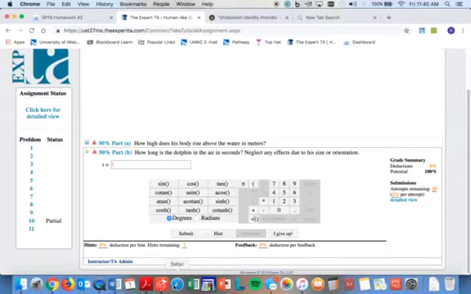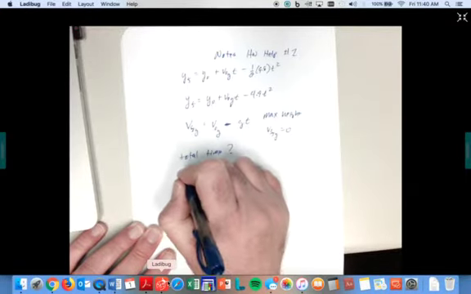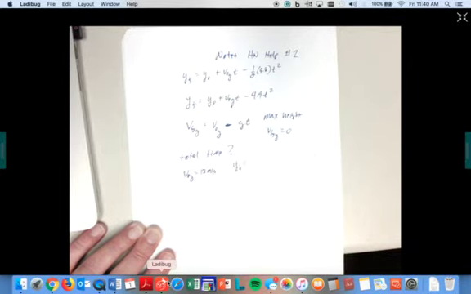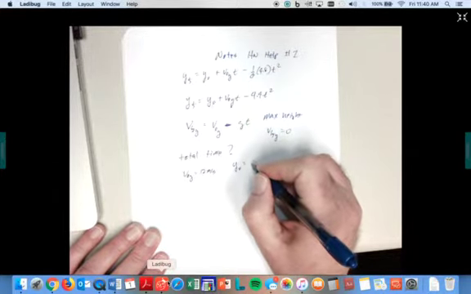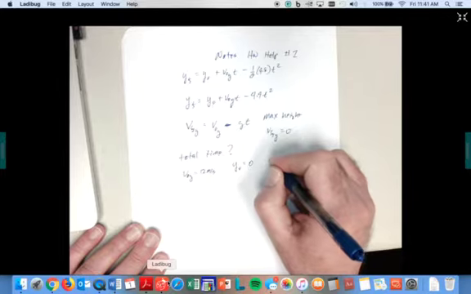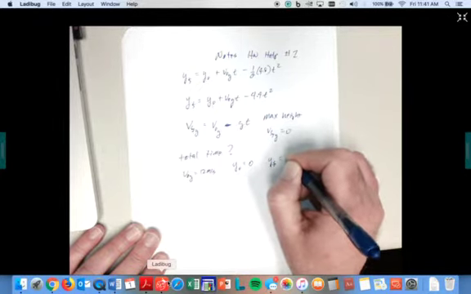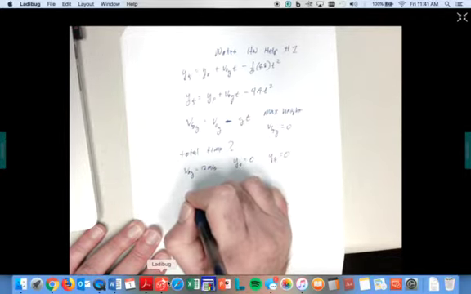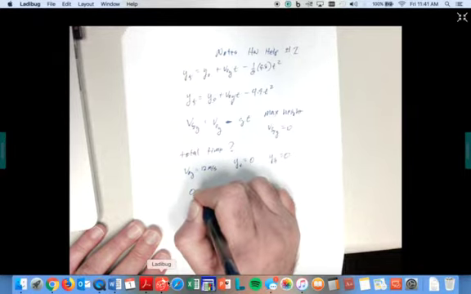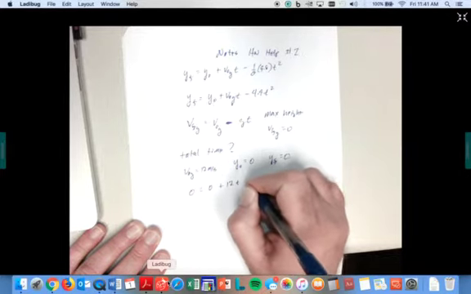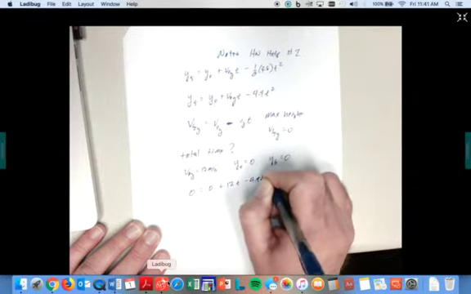What's the total time? We want to know that. So here we go. V naught in the y direction is 12 meters per second. Y initial is equal to 0. And for the total time, y final is also equal to 0. Let's use this quadratic equation. So we wind up with 0 is equal to 0 plus 12 times t minus 4.9 t squared.